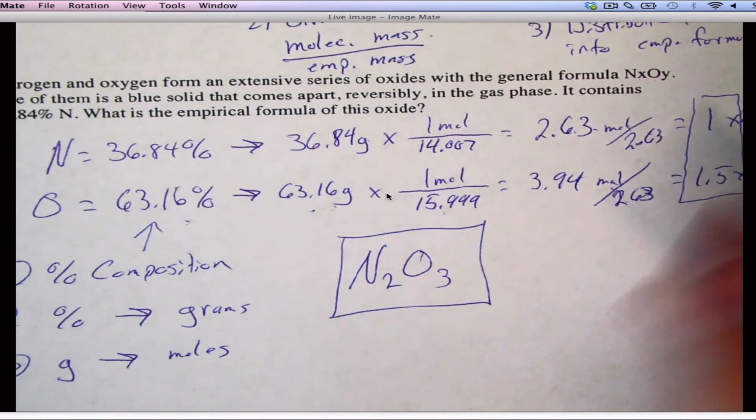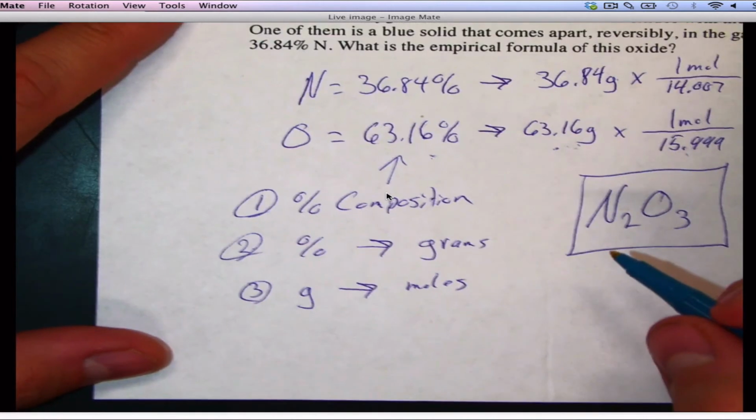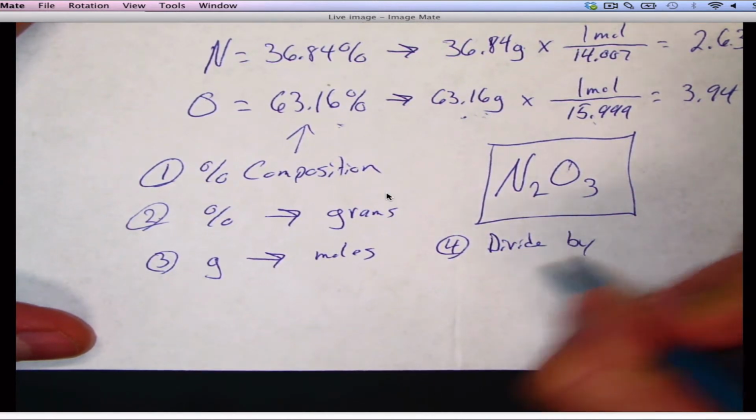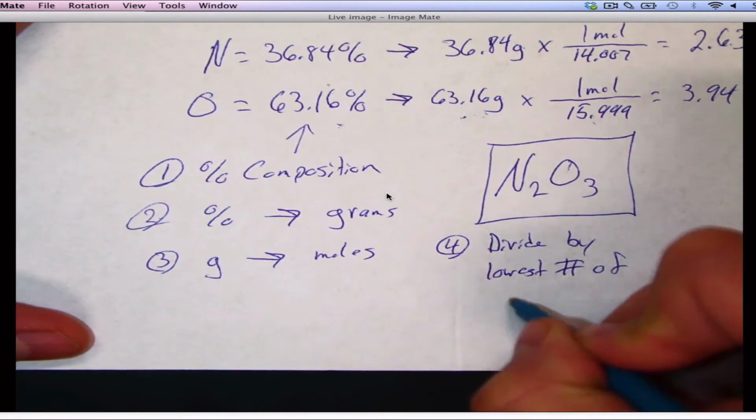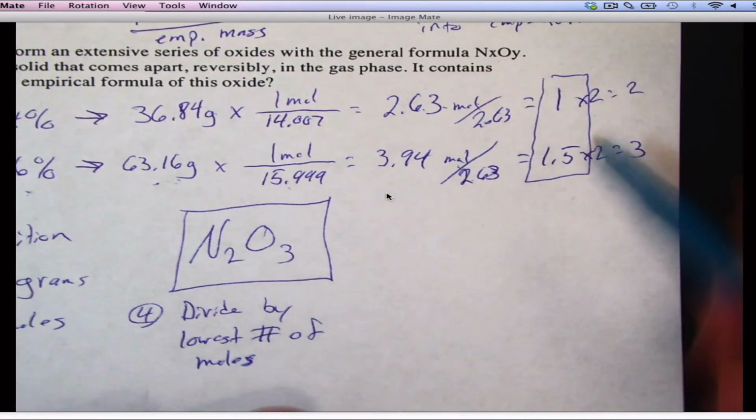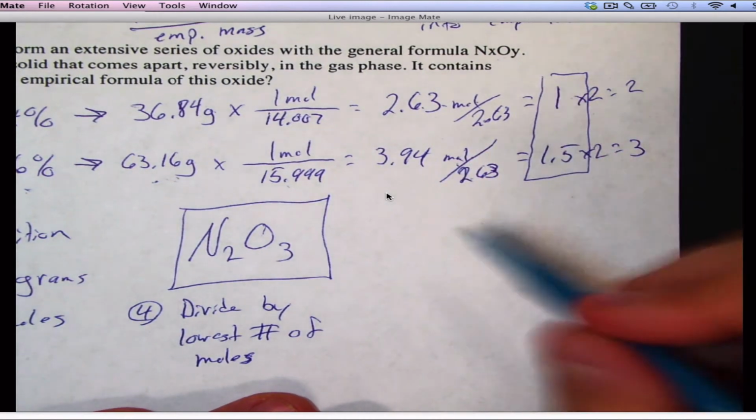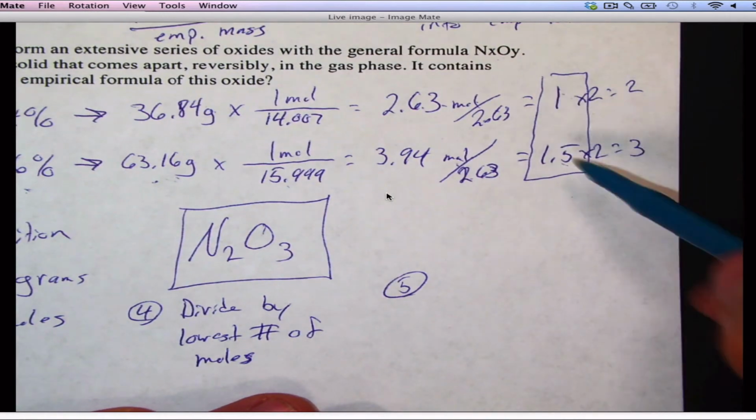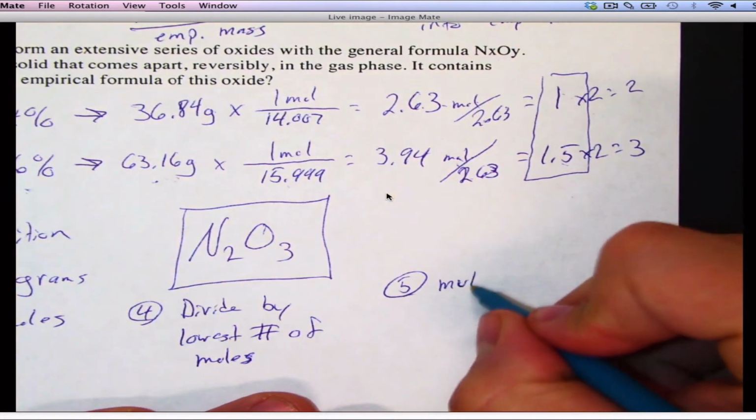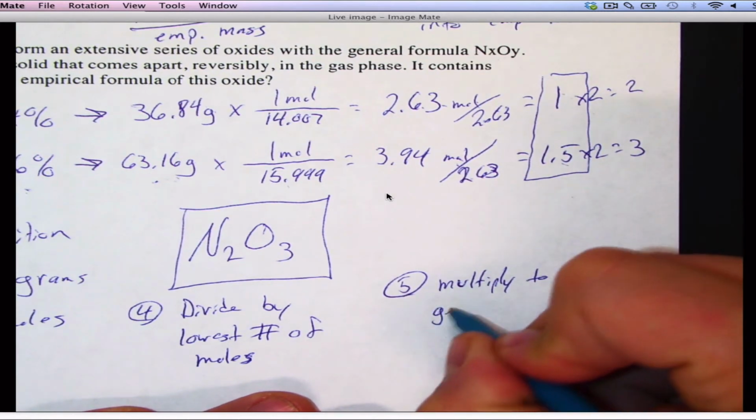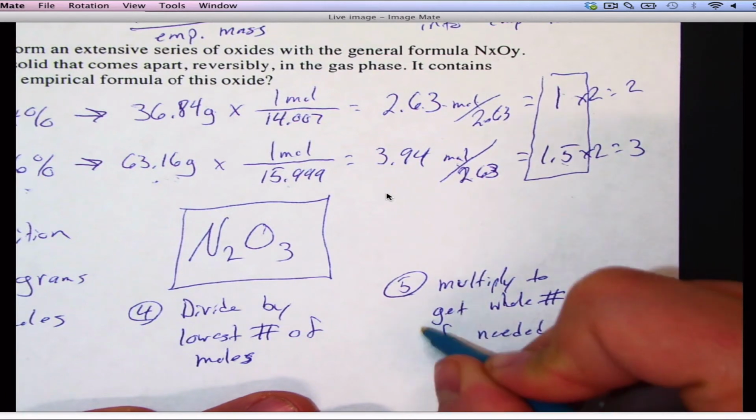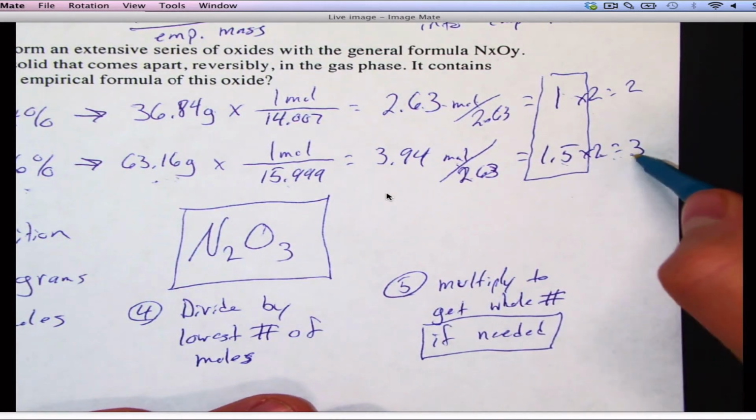Then what did we do? Well, we divide by our lowest number of moles. Fourth step, divide by lowest number of moles. All right, that's what we did there. And then we got these numbers. If needed, not always, because sometimes these numbers come out really nice, sometimes they don't. And then we'll multiply to get whole numbers. Keywords, if needed. Okay, because you might not need to multiply this out every time. Sometimes these numbers will come out nice and whole.